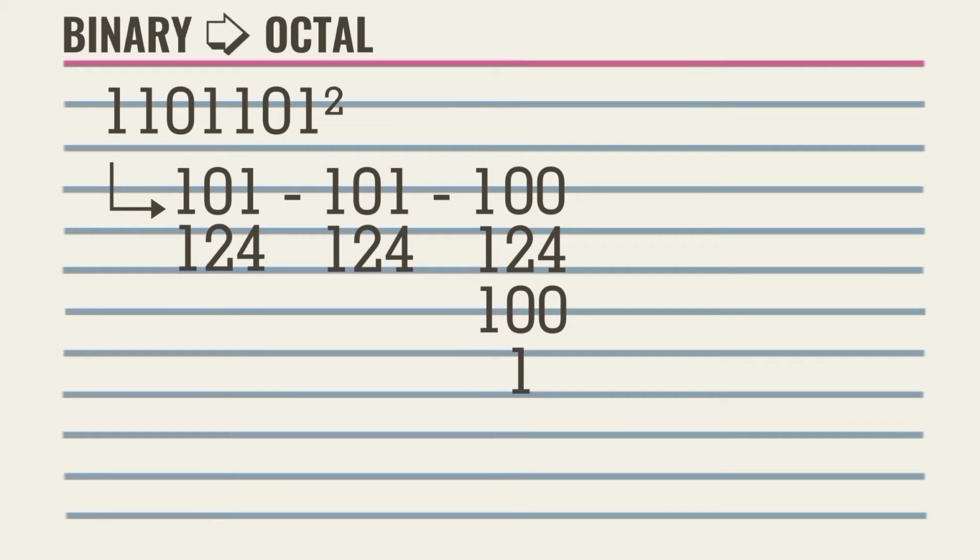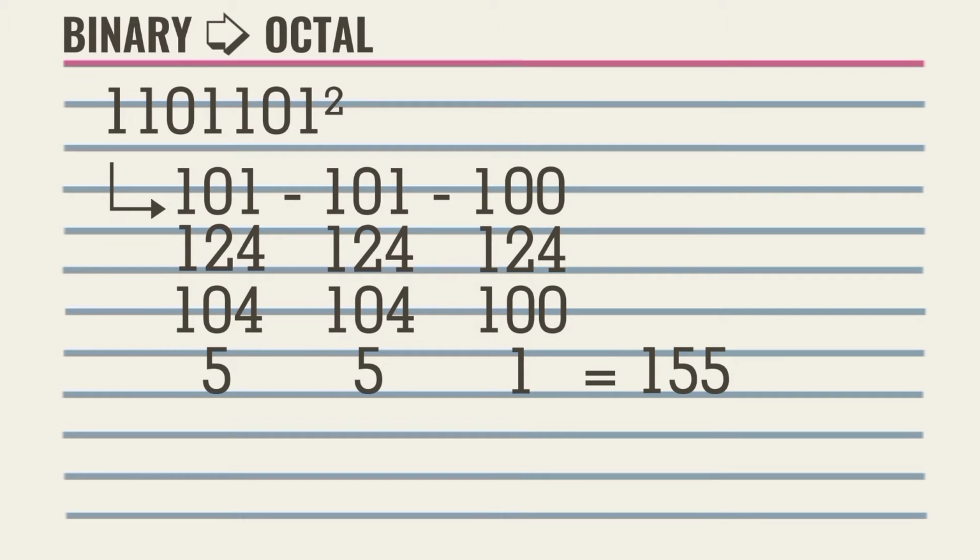So 1 times 1 is equal to 1, 0 times 2 is equal to 0, 1 times 4 is equal to 4. To sum the second group up, we'll get 5. Since the third group is the same as the second group, the answer is surely 5 also. Put the results in reverse and we'll get 155. So the conversion from 11011101 base 2 in binary is equivalent to 155 base 8 in octal.